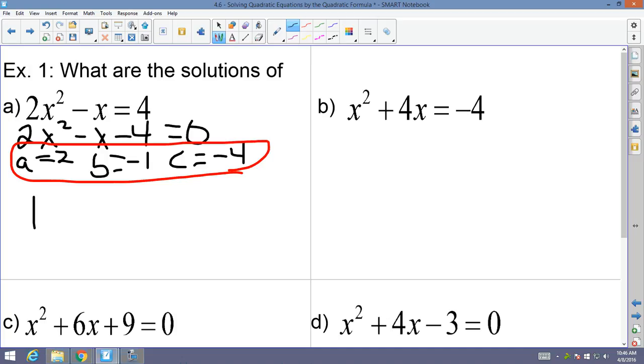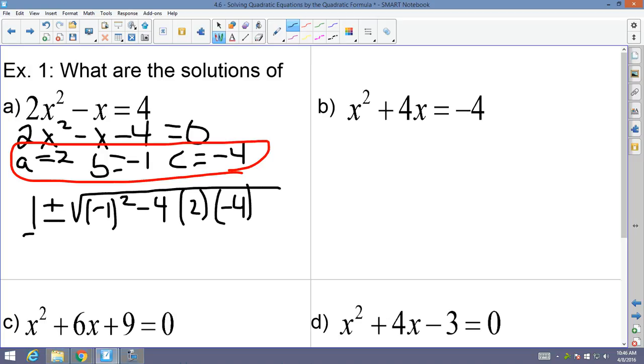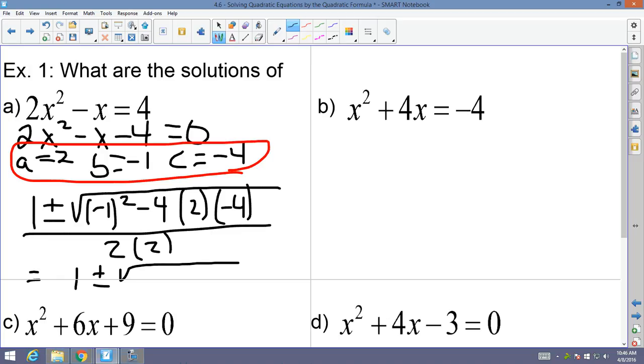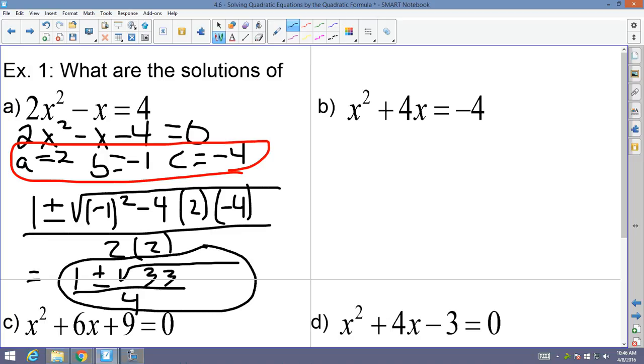So negative b, which is positive 1 now, plus or minus the square root of b squared, negative 1 squared, minus 4 times a times c, divided by 2a. This is going to equal 1 plus or minus the square root of 1, and then I have negative 4 times 2, which is negative 8, times a negative 4, which is positive 32. 32 plus 1 is 33, over 4, and that is my answer. That's all she wrote. Now, what does that mean? That means that I have a solution at 1 plus square root of 33 over 4. And I have a solution at 1 minus square root of 33, all of it divided by 4. If I wanted the exact value for that, that's when you would use your calculator.